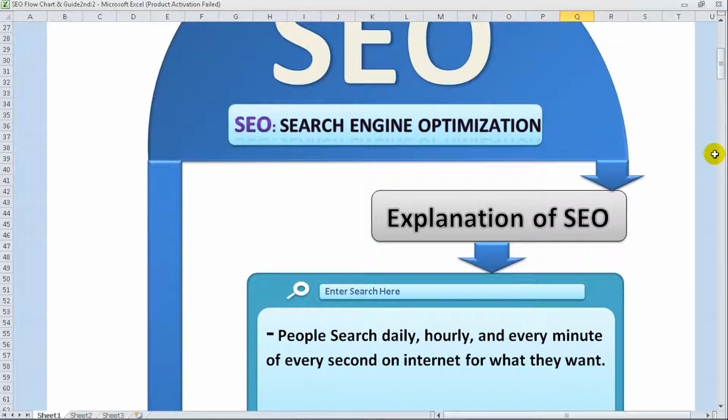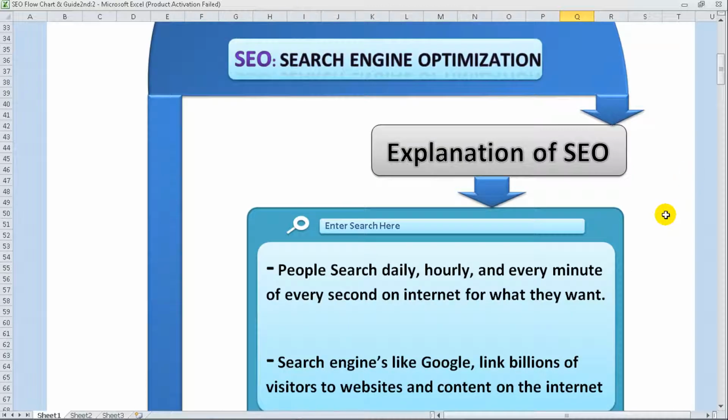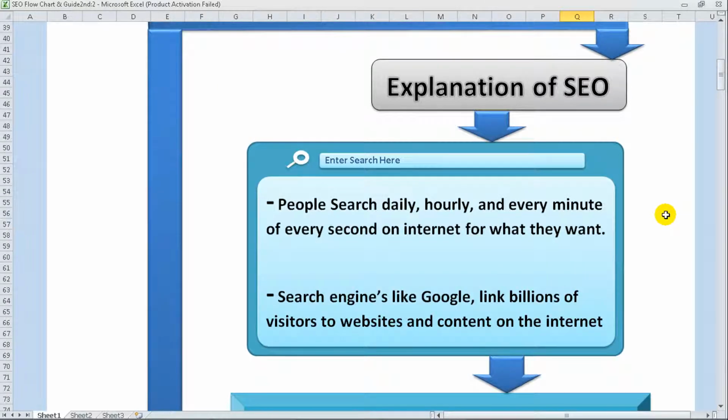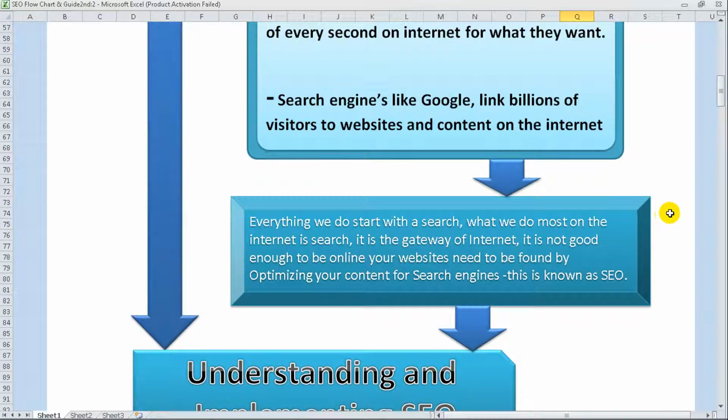So the explanation of SEO. People search daily, hourly, and every minute of every second on the internet for what they want. Search engines like Google link billions of visitors to websites and content on the internet. Everything we do starts with a search. This is why SEO is important. What we do most on the internet is search. It is the gateway of the internet.